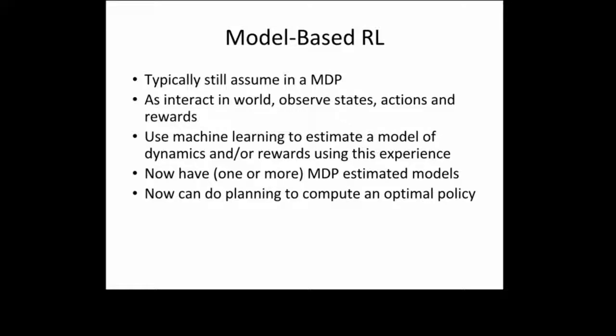But once we have that, we can map ourselves back into planning land, because now we've created an estimate of the MDP. We might in fact create many estimates of the MDP, and now we can treat ourselves as if we're just going to do planning with one or more of those. That's one of the advantages of model-based reinforcement learning: once we get a specific model, we can apply all the tricks that we use in planning to that model.